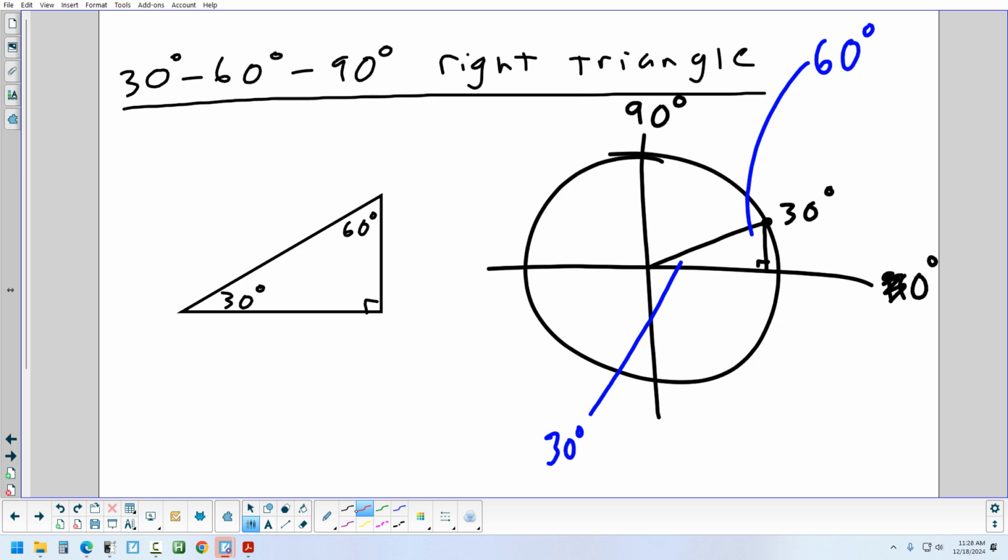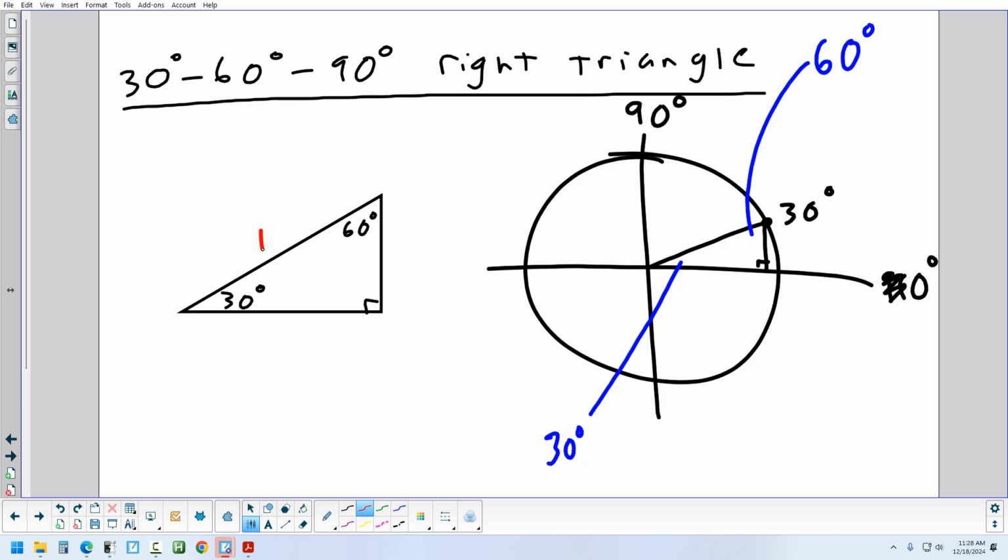Is there any side in that triangle we already know? Yes. What side? What's the hypotenuse? 1. It's still the radius of the circle. Now, what kind of triangle is that, besides being a right triangle? It's scalene. What does that mean? They're all different. All the sides are different, all the angles are different.